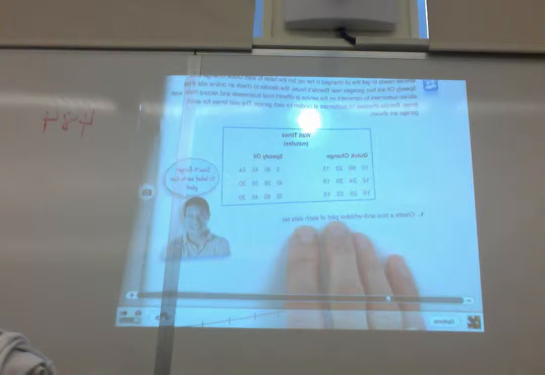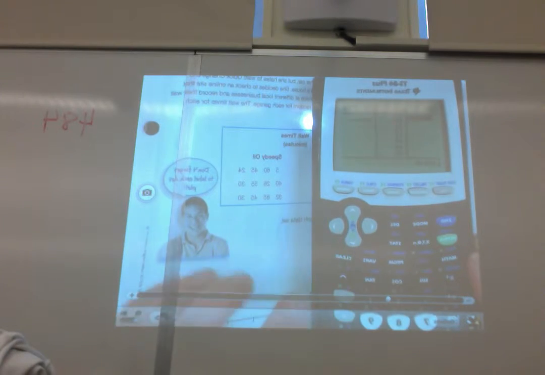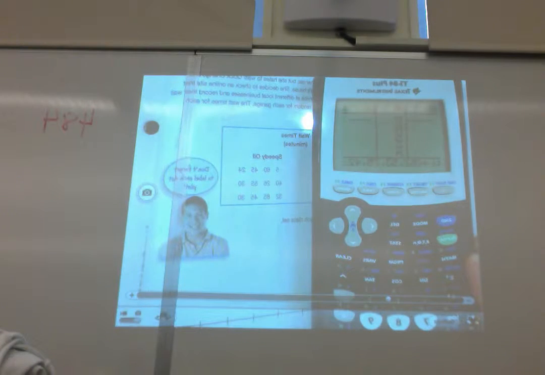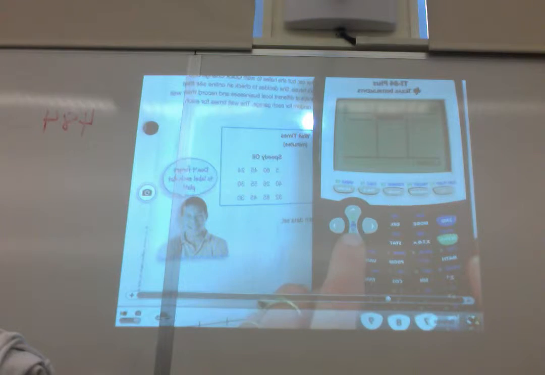Clear, stat, enter, clear down. If you're having trouble clearing lists, here's what you do. You use the up button so that the name of the list is highlighted. You push clear and then you push the down arrow or enter to get rid of the list. Don't push delete or it takes the whole list away. You get to the top, you push clear, and then you push enter or the down arrow.